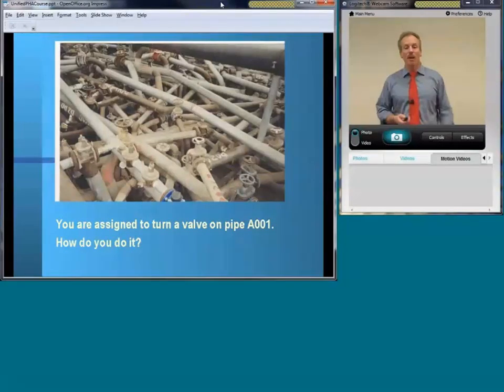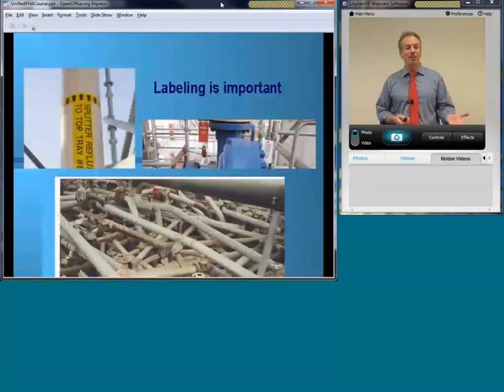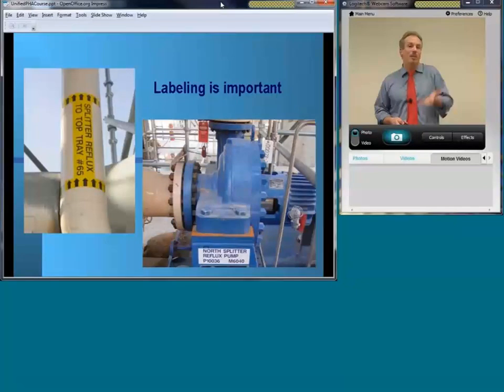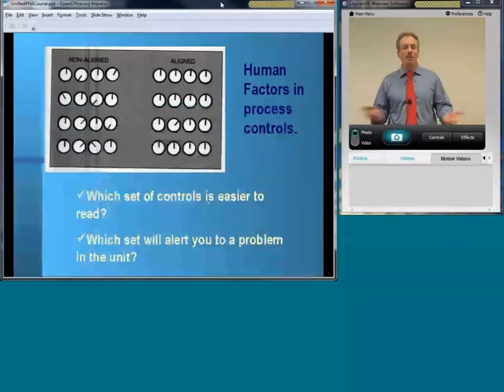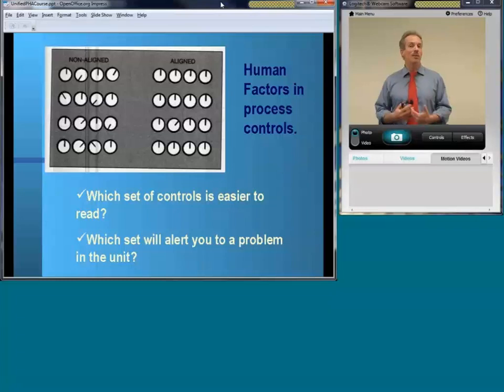Labeling is very important. This is an example of good labeling of piping and a key piece of equipment. Poor labeling can lead to human error and contribute to the kind of accidents looked at as part of the HAZOP study. Now, how controls are set up. In the photograph on the left, it's not readily obvious whether things are running smoothly or not. On the right-hand side, whether gauges are software controlled or old-fashioned mechanical, if you've got something that easily tells you whether you're within safe bounds or not, they can be much easier to read and decrease the potential for human error.